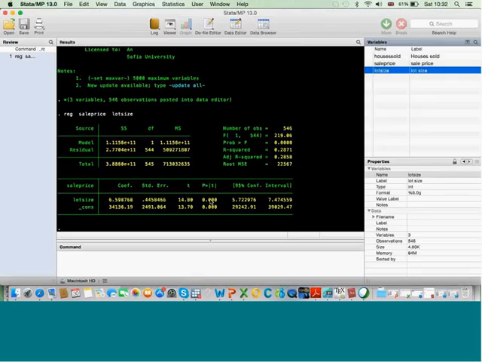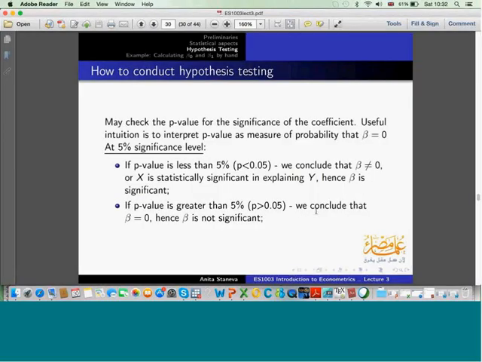In this, we can see, as I defined, the p-value is 0.0, which is strictly less than 0.05, so we can conclude that beta is statistically significant. I will give you another example.